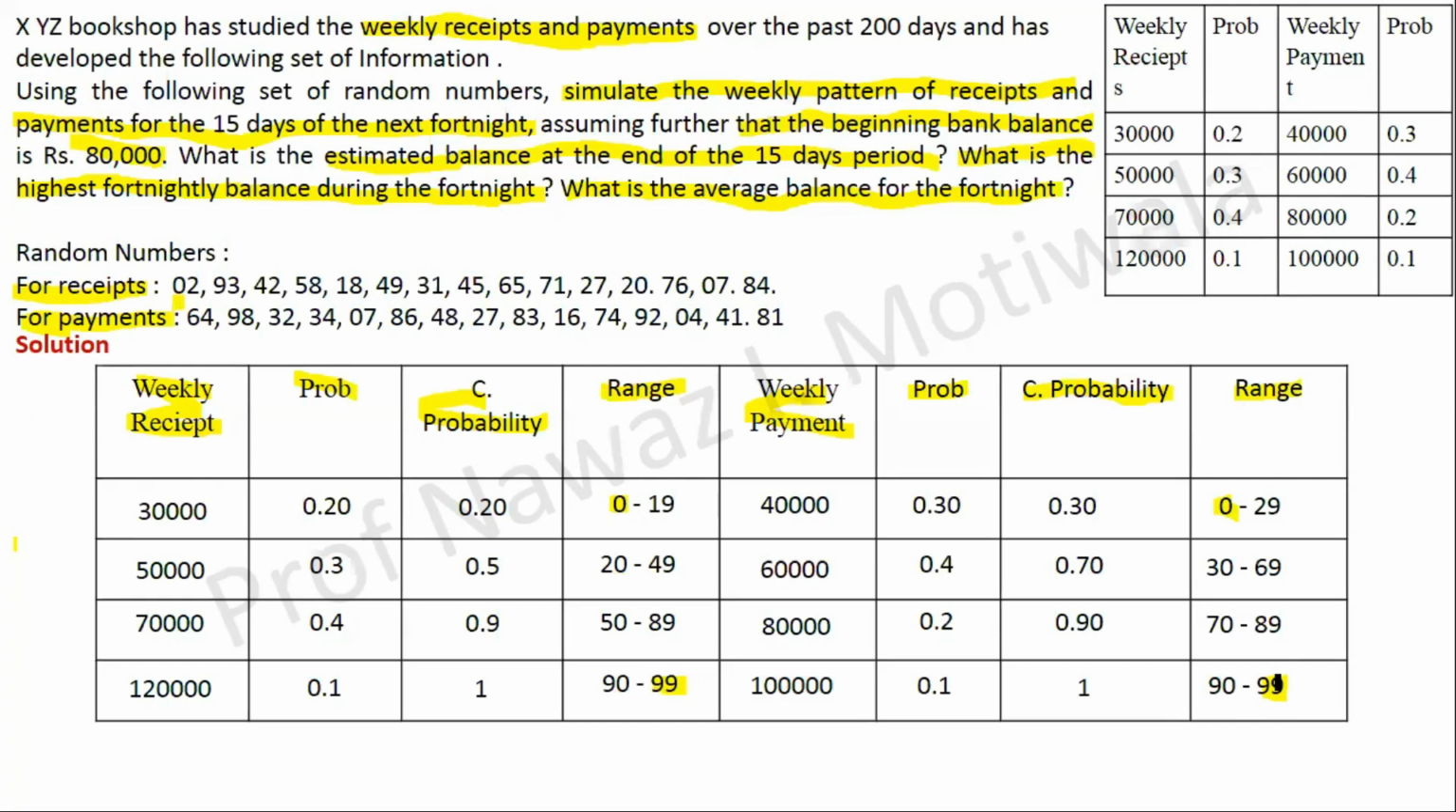So this has completed our first step, which is finding out the random number range. Now the next step is to simulate the weekly pattern of receipts and payments for the next 15 days. For the next 15 days, what will be the receipts, what will be the payments, and also what will be the balance on that particular day. So let us proceed with that.